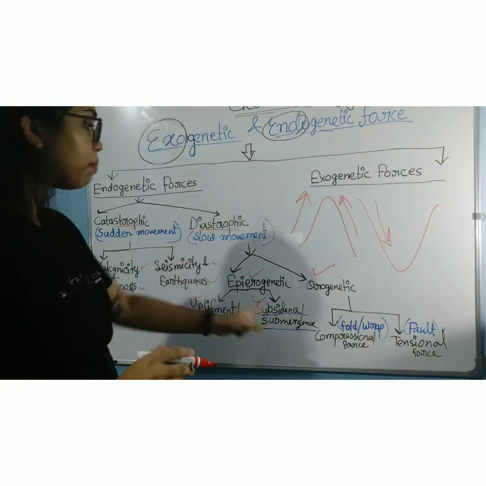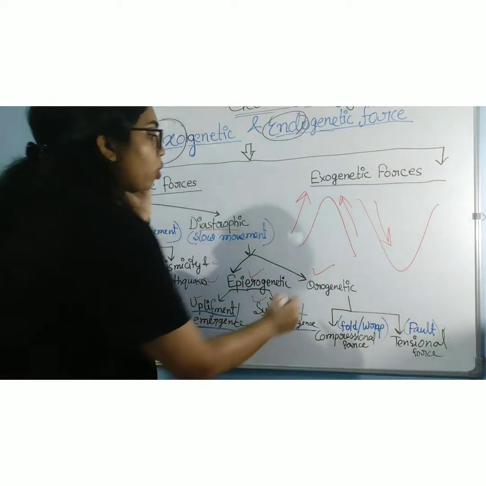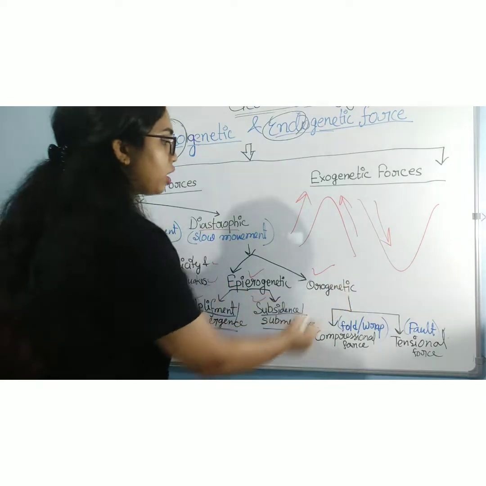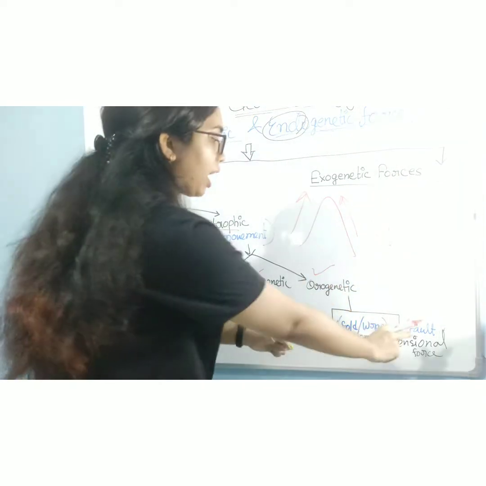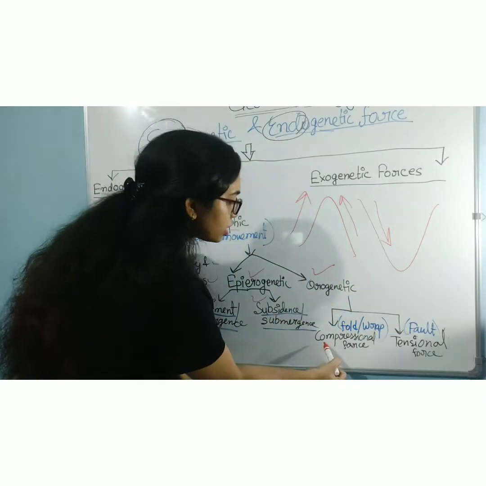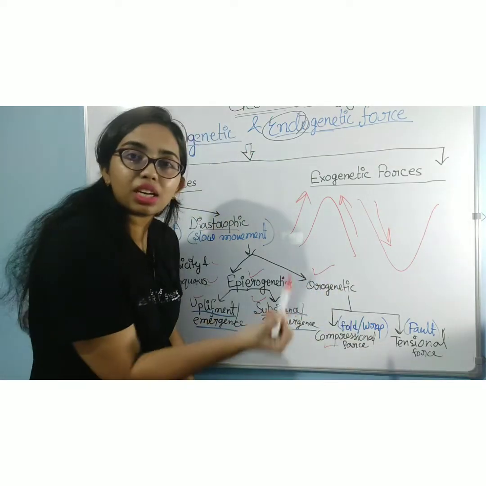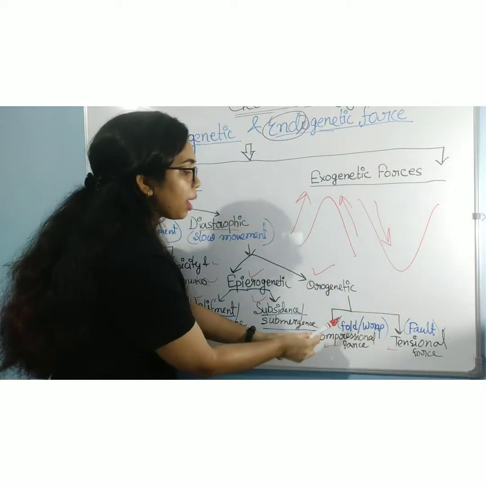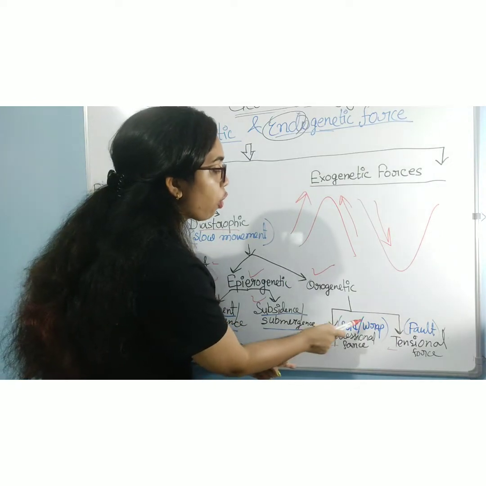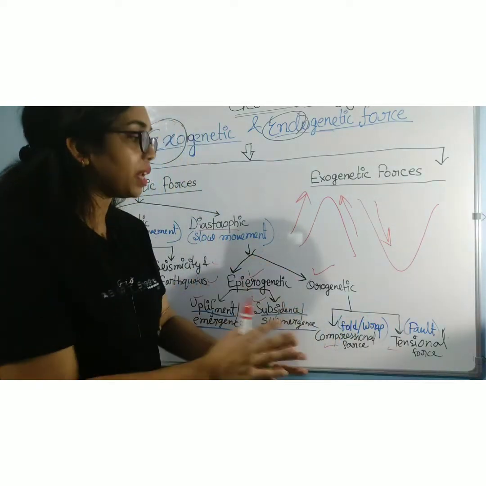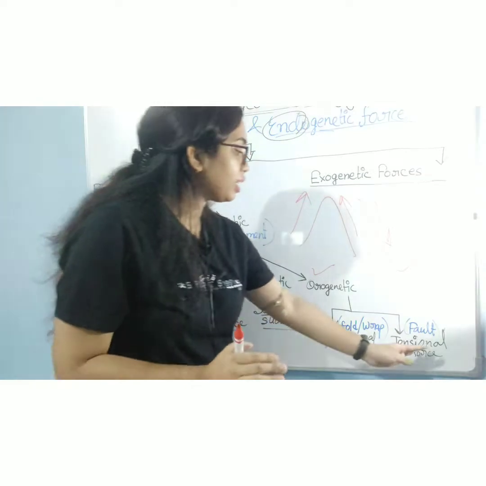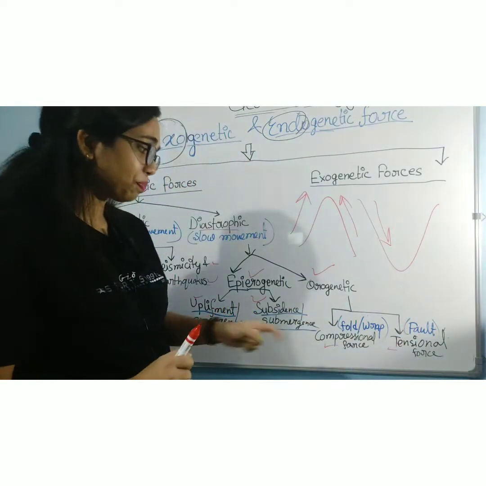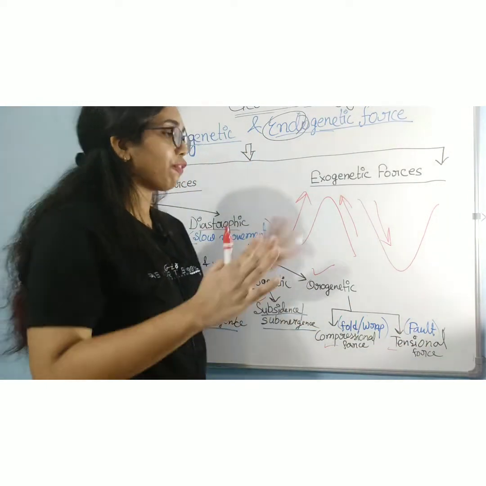Or submergence. Orogenic: what is orogenic force? There are two types of things. One is called compression force, another is called tension force. What is compression? Compression produces fold and warp. These are called compression force, and fault is called tension force. So what is fold?